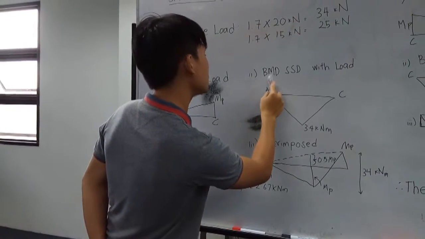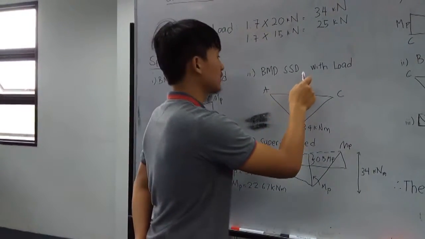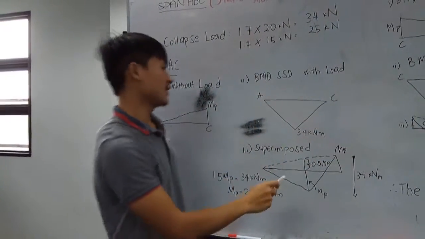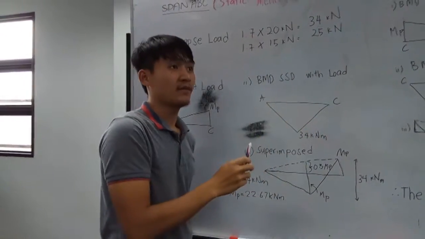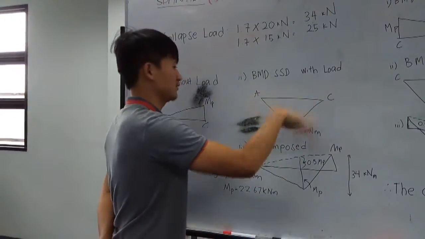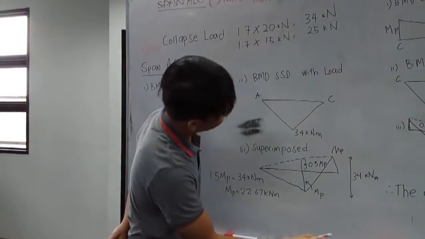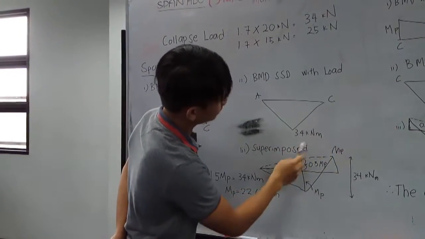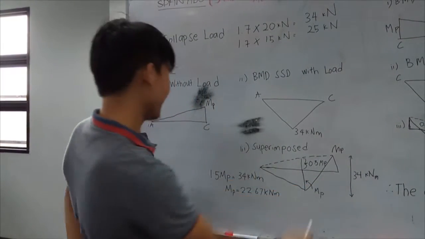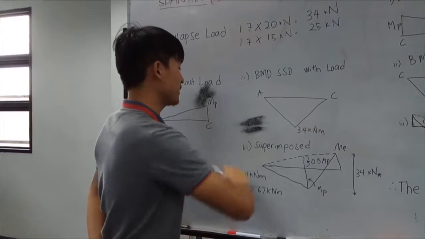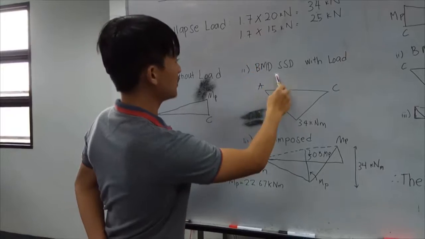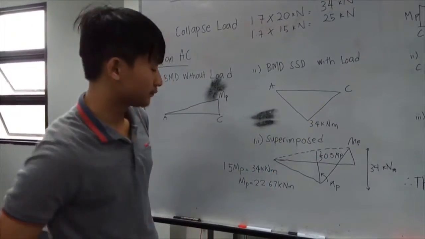Then we move on to the second step, that is the BMD simply supported with load. So this is the diagram, a triangle. This is actually a BMD diagram that we learned from previous years. And this is the moment that we calculated. Okay, next. The next step is to superimpose. We superimpose both diagrams, the BMD without load and the BMD with load, and we will get this diagram.